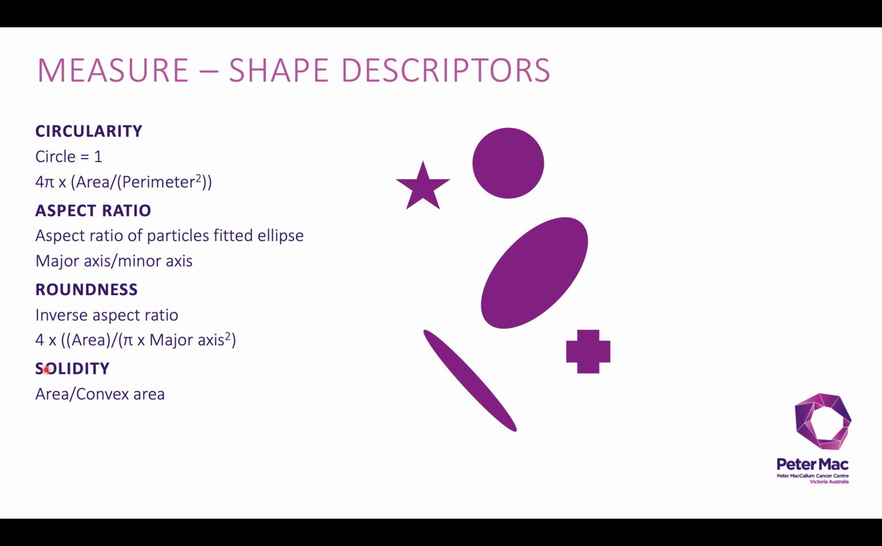We can also look at solidity, so that's your area over your convex area. I like to think of this as if you take a rubber band and wrap it around your object, what would the difference be between the actual area of the object and the area covered by your rubber band? So obviously, if you wrapped a rubber band around your circle, it would be the same area as the circle. If you wrap it around this star, the convex area is going to be much larger than the actual area of the star itself.